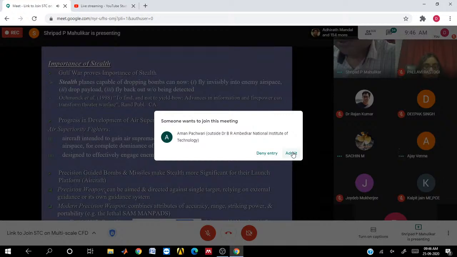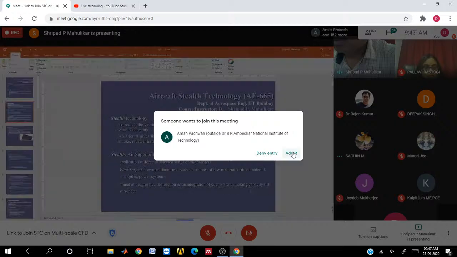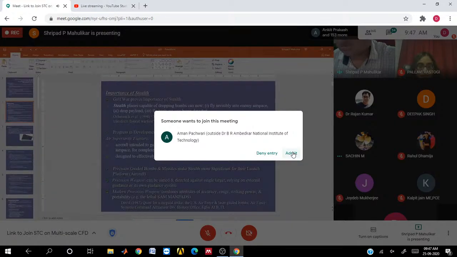A precision weapon is aimed and directed against a single target, relying either on external guidance or its own guidance system. This own guidance system is generally when the missile is passively guided, because if it is semi-actively guided, then there has to be some dependence on external guidance. Because this is coming in the way, I just thought I will come out of the screen.